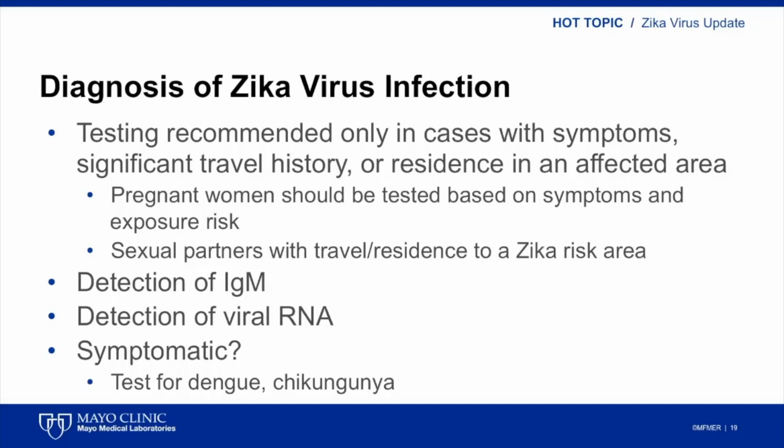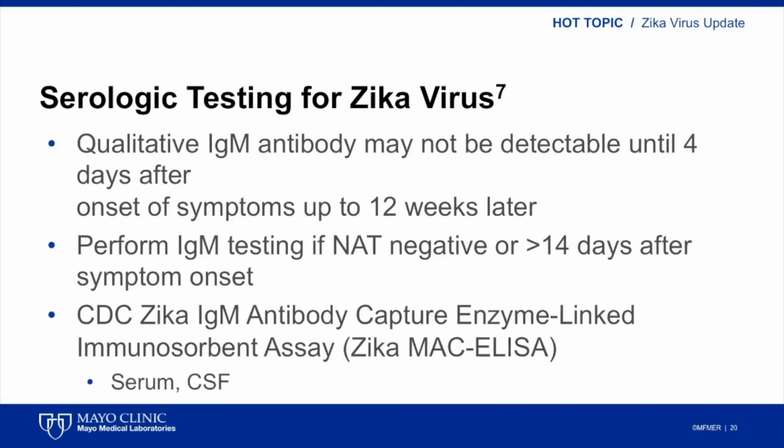Current testing methods for assessment of acute infection rely on serologic testing for presence of IgM to Zika virus and detection of Zika virus RNA in serum and urine. Due to the many similarities in symptoms, providers should also consider testing for dengue and chikungunya in symptomatic patients. Zika virus IgM may not be detectable until 4 days after the onset of symptoms and remain detectable for up to 12 weeks later.